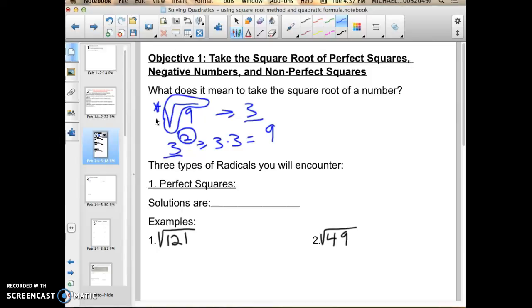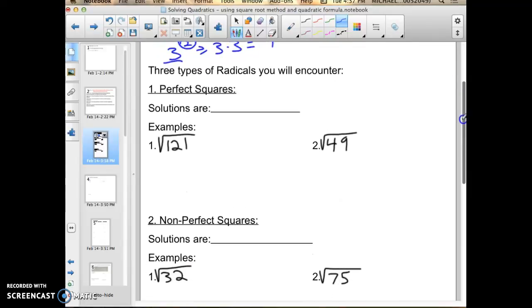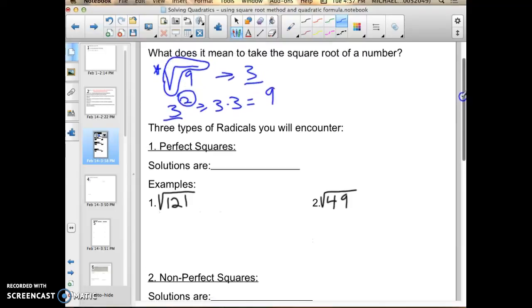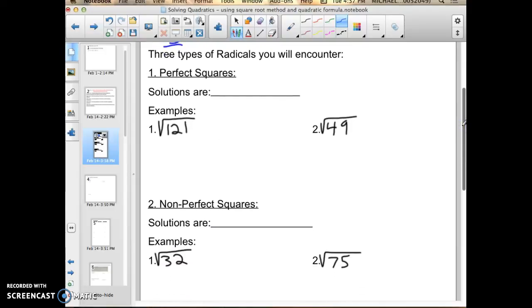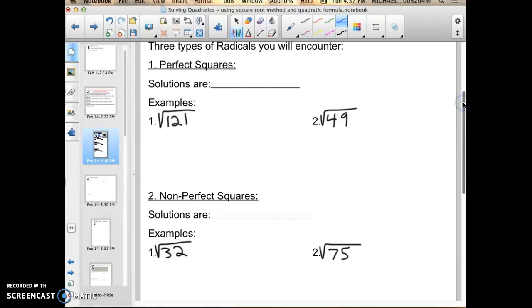So there are 3 types of situations, 3 types of radicals you will encounter as you step into solving quadratic functions by taking a square root or by the square root method. I'm going to go over all 3 in this video. So after this video, you should at least be familiar with the 3 examples, and in the next video I'm going to show you how I'd approach mastering this if given homework or a quiz or a test, that type of thing. So the first one we're going to talk about are perfect squares.